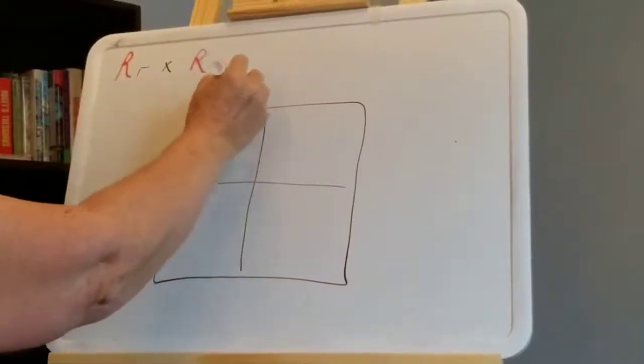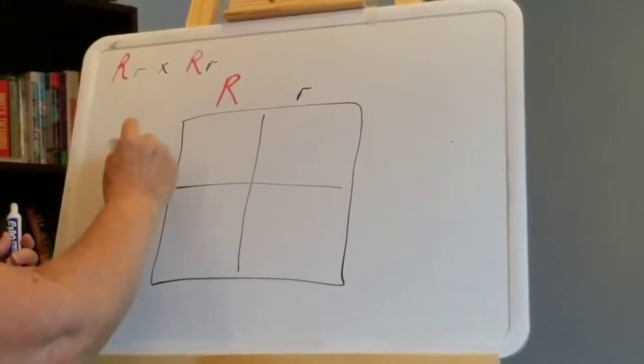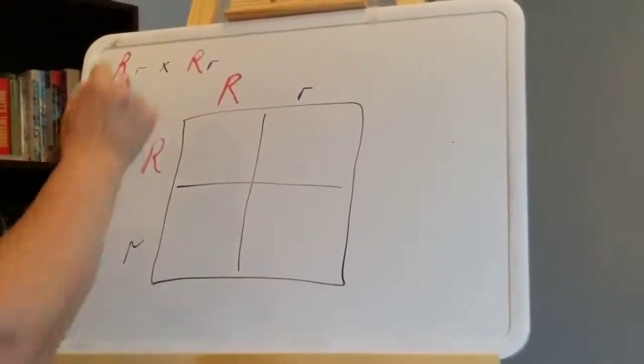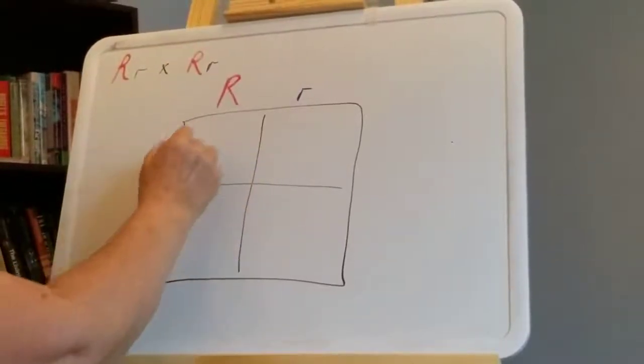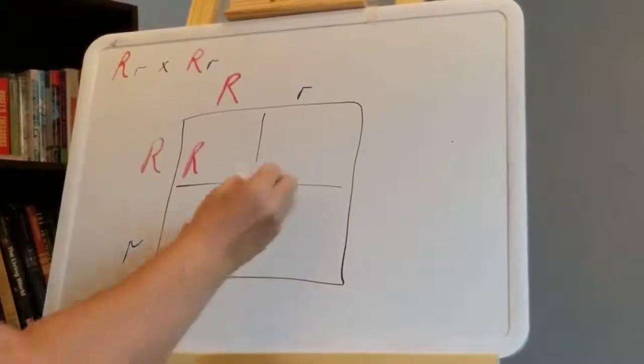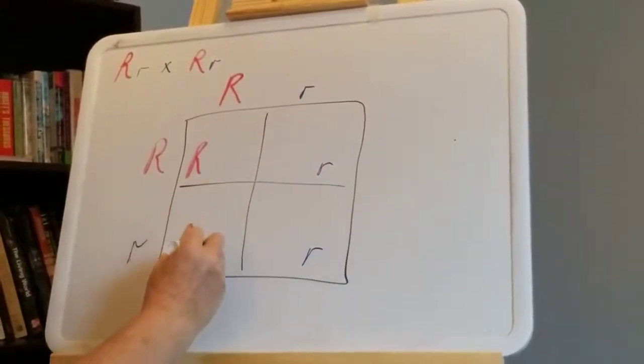We're going to put one parent up here, the other parent over here. We're going to bring, once again, the columns down. Usually you put the capital letter first. We're going to bring the rows across.